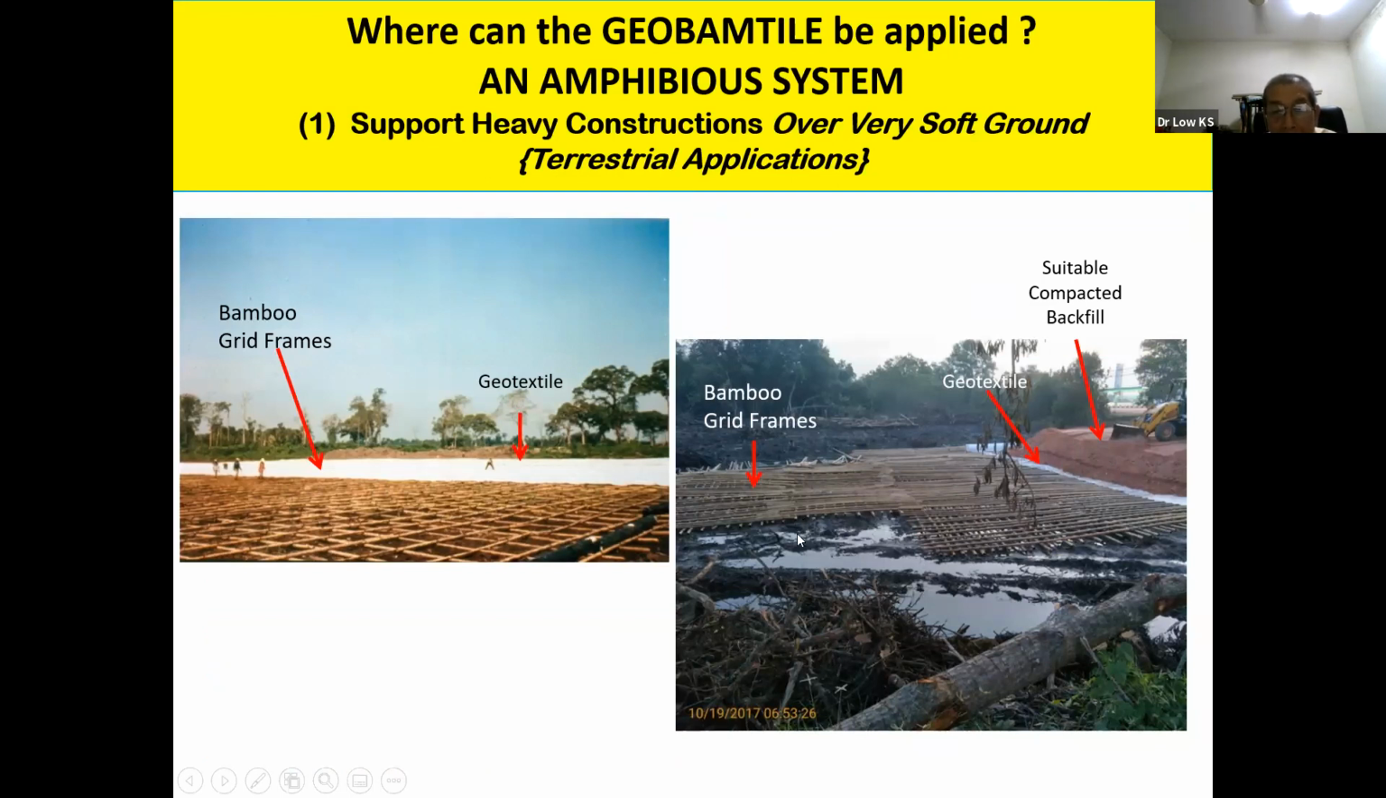In the conventional method, usually you have to remove the unsuitable material. These are the unsuitable material. We have to remove it and replace it with good material before we construct. But the thing is, it's easy to say, but when it comes to practice, removing the unsuitable material and replacing it is very difficult, very awkward, very time-consuming, and therefore extremely costly. And moreover, it's not accessible. Not many machines, even the lightest construction machine, can access.